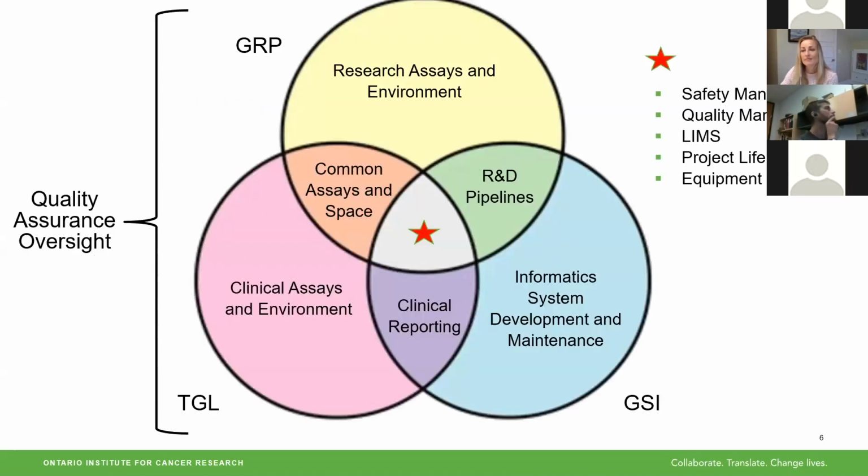In this slide here, I just put this up to show that quality affects every department in the program, and our program at OICR is the merger of 3 different departments. So there's genome sequence informatics that maintain, develop the informatics system, the pipelines, translational genomics laboratory that is focused on clinical reporting, the genome research platform that operationalizes all the assays and then is focused on the research use only work. And then uniting all these departments is the quality assurance oversight.